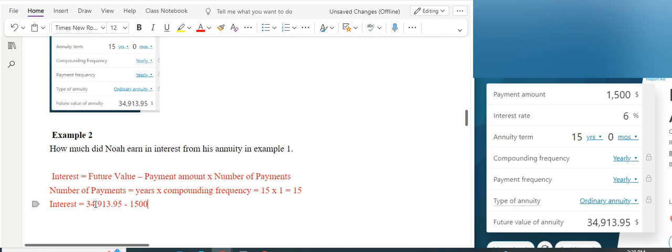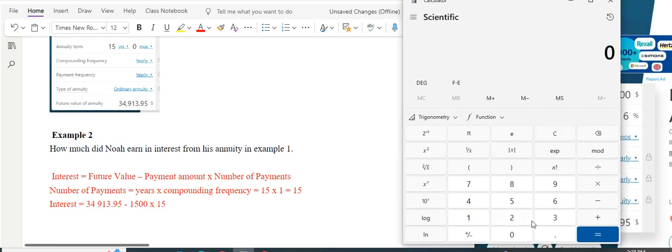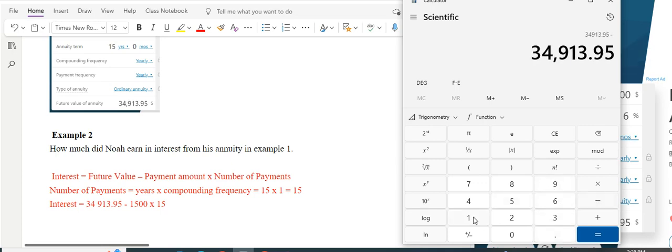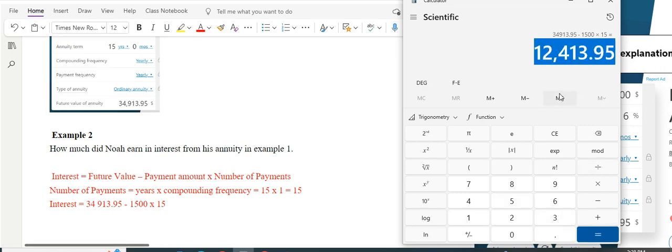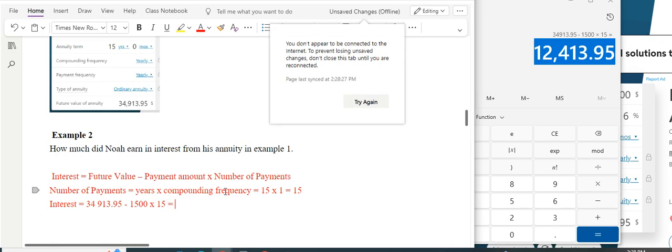going to be 15. So we're going to take our 34,913 and minus off 1,500 times 15. And so on our calculator, if we take 34,913.95 minus off 1,500 times 15, we're going to get this 12,000 number as an answer. So again, we take our 34,913.95 minus 1,500 times 15, and we're going to get that number up here, this 12,000 number. And so the amount of interest that we earned is going to be this 12,000.